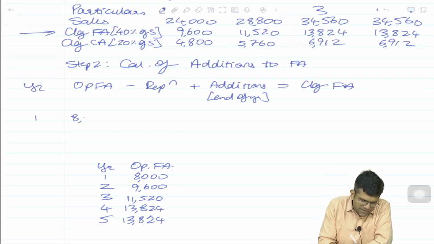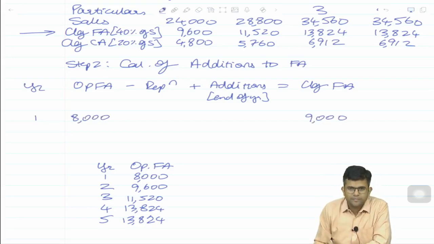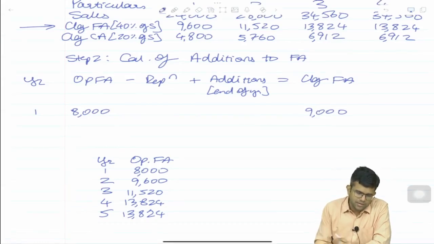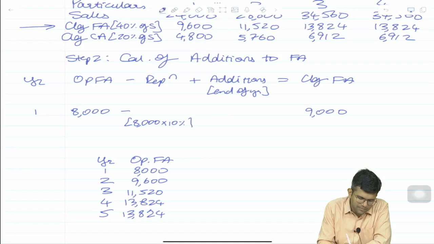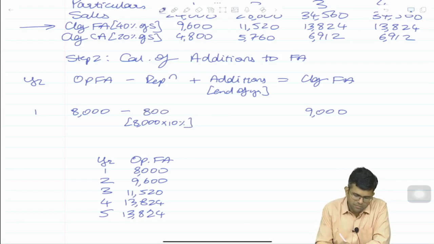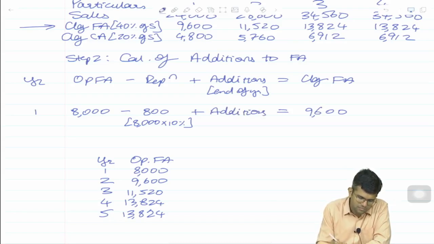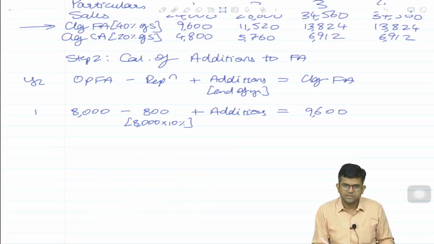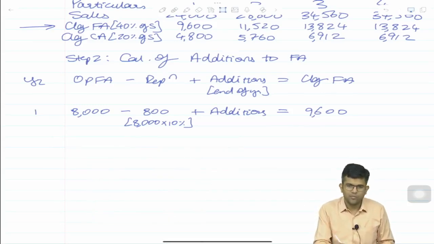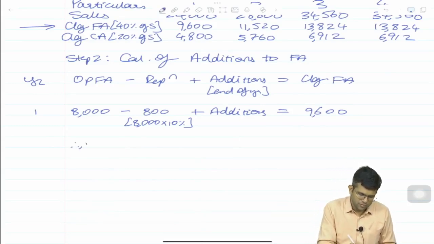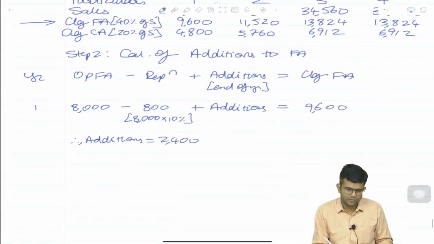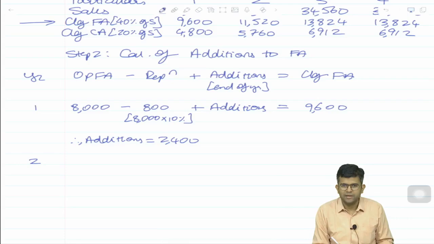We started year 1 with 8,000 and it ended with 9,600. Depreciation, I hope you realize, will be 10% of 8,000. So I'll write here 8,000 into 10%, and that is, can I say, 800. So you will get additions. Understood now what I am doing? Therefore additions will be 2,400. Everybody clear till here? Additions will be 2,400. Like that for year 2, 3 and 4. Can you try?